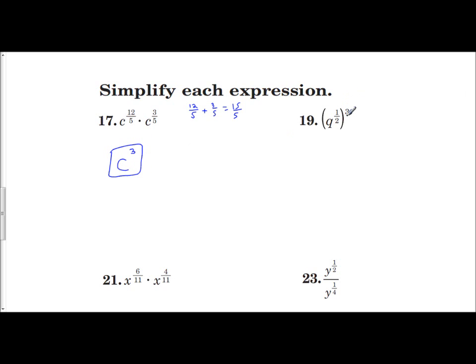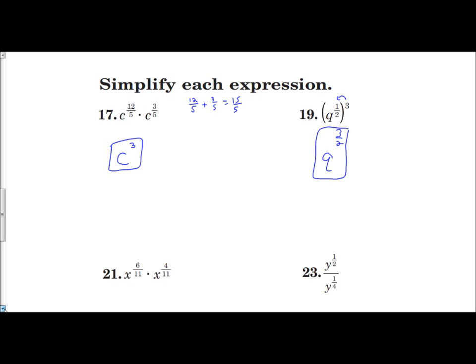19, I have my power rule. I have an exponent on the outside, so I bring it in by multiplying it by the exponent on the inside. So 3 times 1/2 is 3/2. So I have q to the 3/2 power.